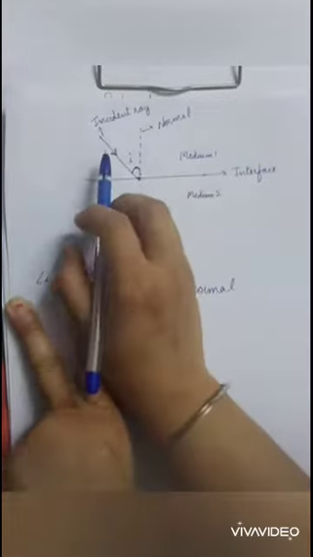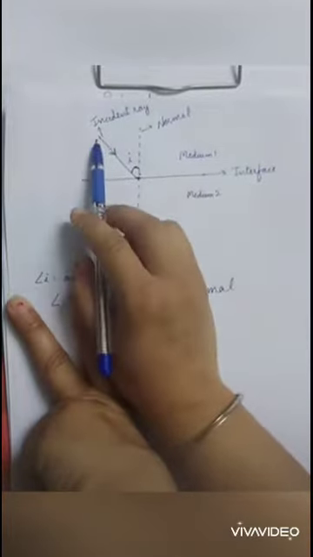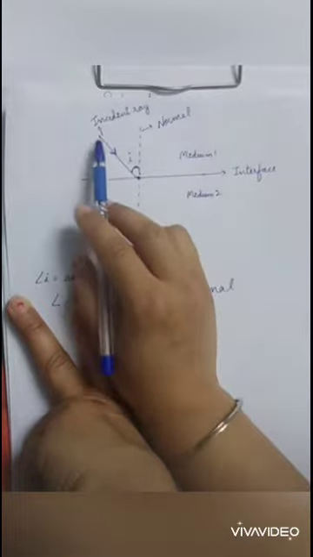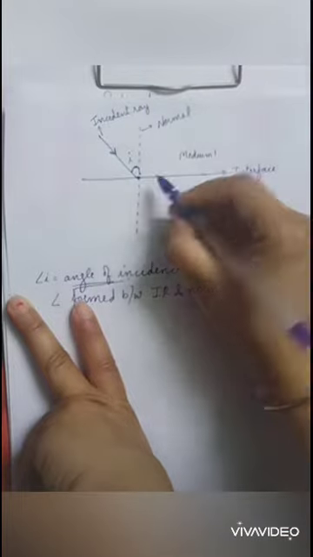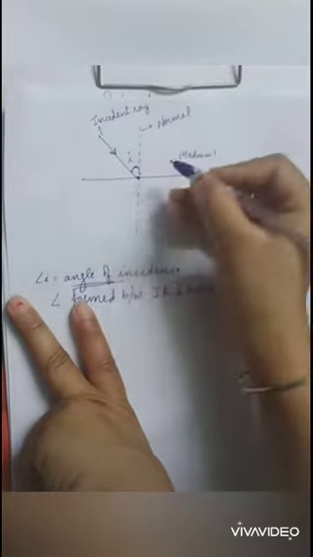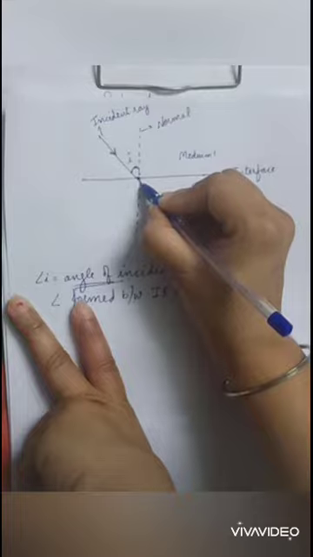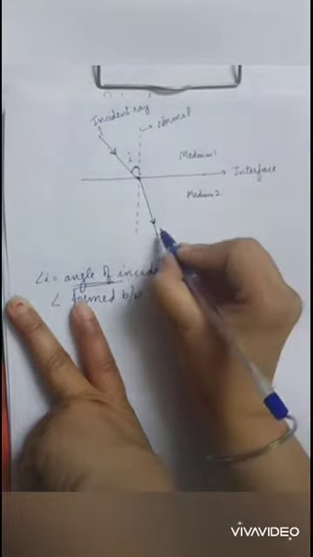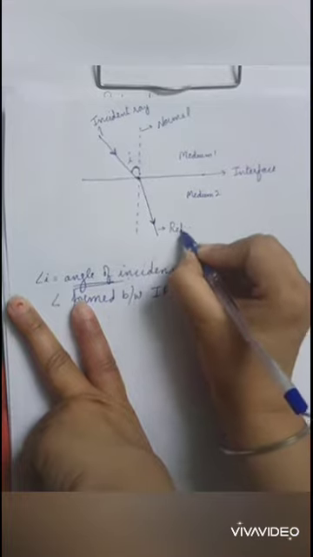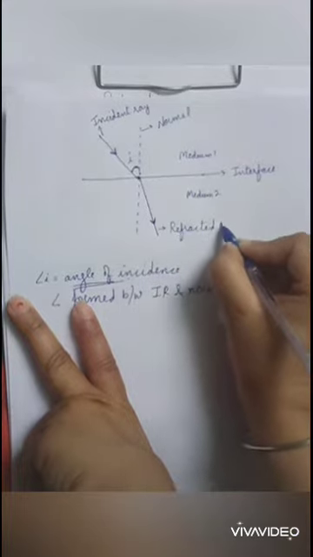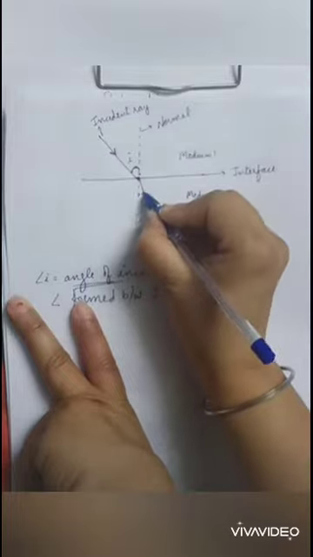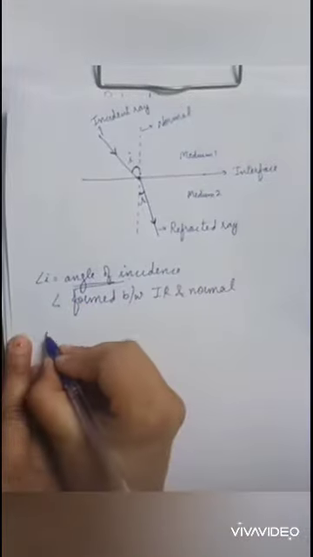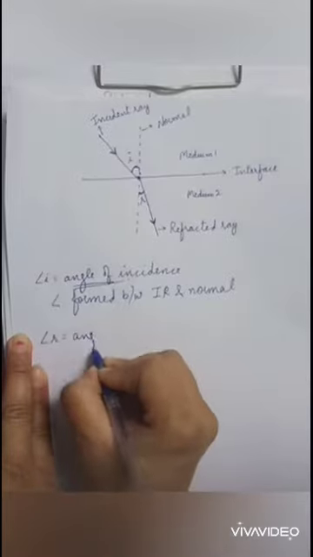Okay, now the ray is incident on this interface. When it enters medium number 2, it changes its path. Suppose it follows this path. That ray is known as the refracted ray, and this angle is angle r, that is the angle of refraction.